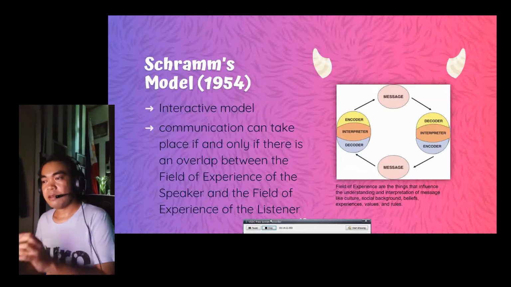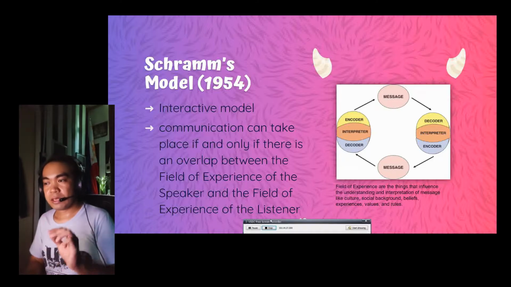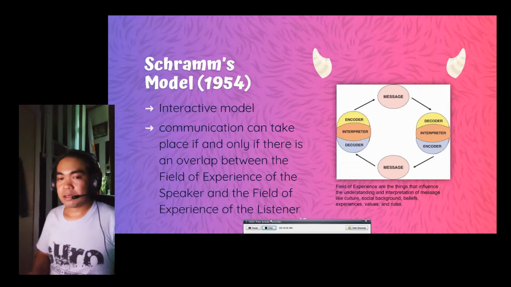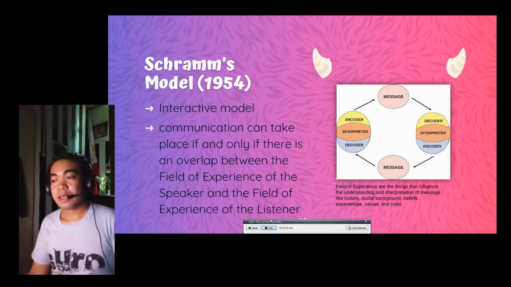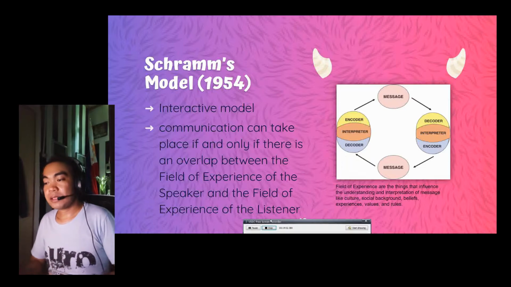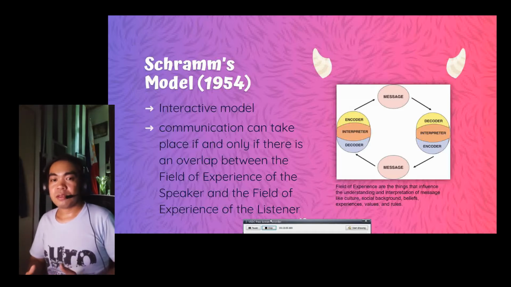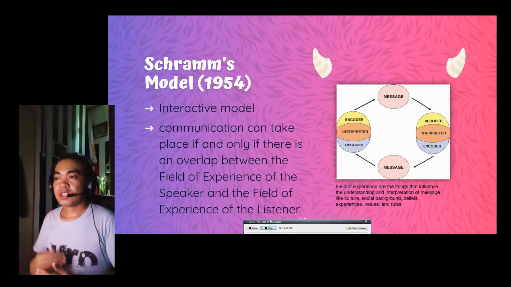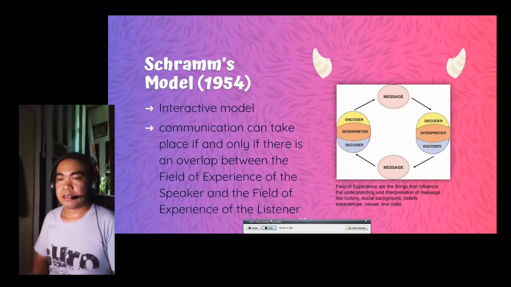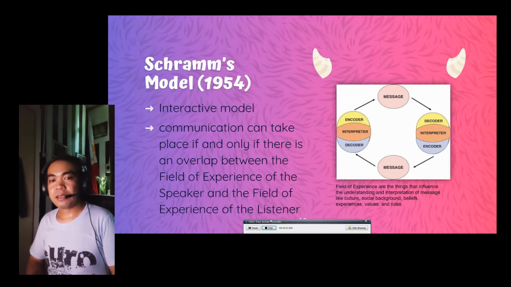No sender, no receiver, because both are considered as participants who have to encode, decode, and interpret the message. However, they must be able to encode, interpret, and decode the message in the same way, which is only possible, according to Schramm, if they have the same field of experience. Now, what is a field of experience? These are the things that influence the understanding and interpretation of a message, like culture, social background, beliefs, experiences, values, and rules that govern the participant. So again, the speaker and the receiver should have the same field of experience in order for the exchange of communication to properly take place. This is what Schramm believed in his model, published in 1954.